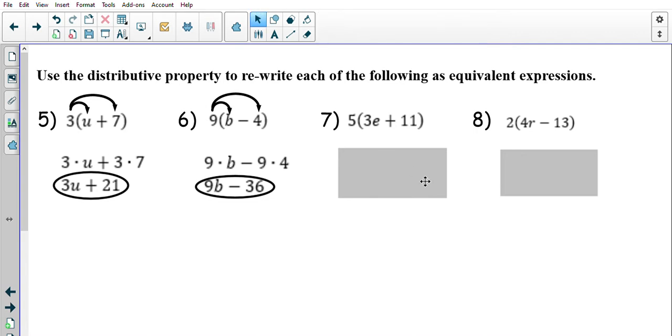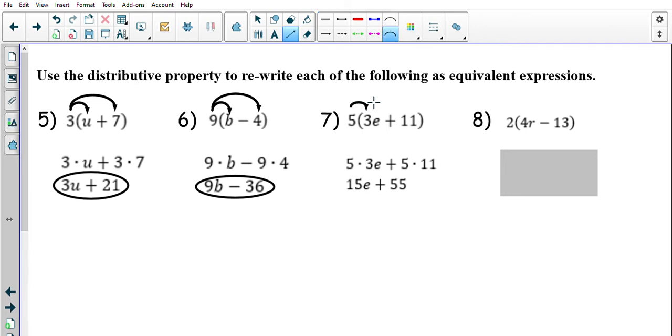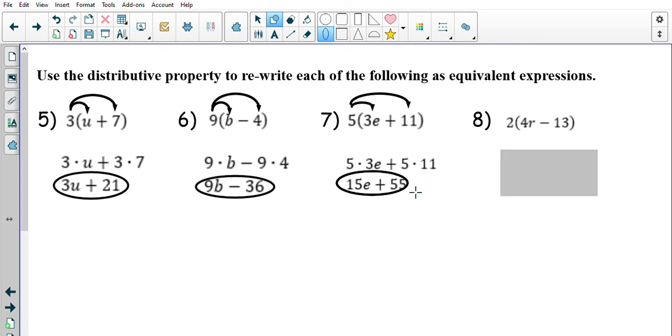Number 7, a little bit harder here. Distribute the 5 into the parentheses. So we're going to do 5 times 3e plus 5 times 11. So this is going to get us 5 times 3e. We're allowed to multiply them even though they're not like terms. That'll be 15e. 5 times 11, of course, will get us 55. So final solution, 15e plus 55.